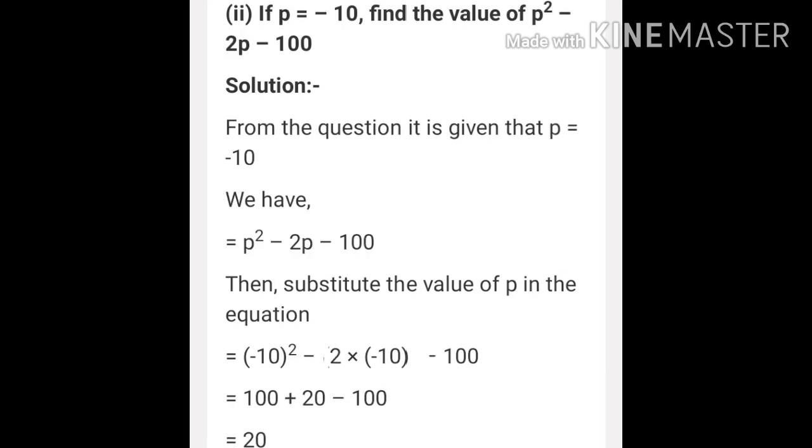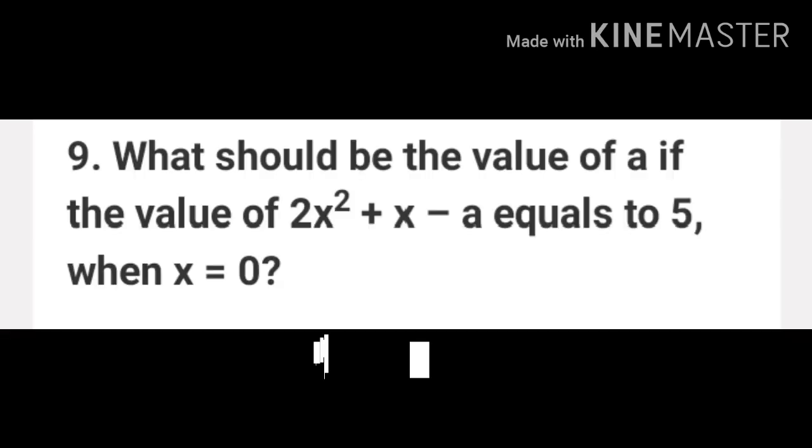Second part. If p is equal to minus 10, find the value of p square minus 2p minus 100. From the question it is given that p is equal to minus 10 and we have the expression p square minus 2p minus 100. Substitute the value of p in the equation. Minus 10 whole square minus 2 into minus 10 minus 100. 100 plus 20 minus 100. So the 100s will cancel, only what will be left over? 20. 20 is the required answer.